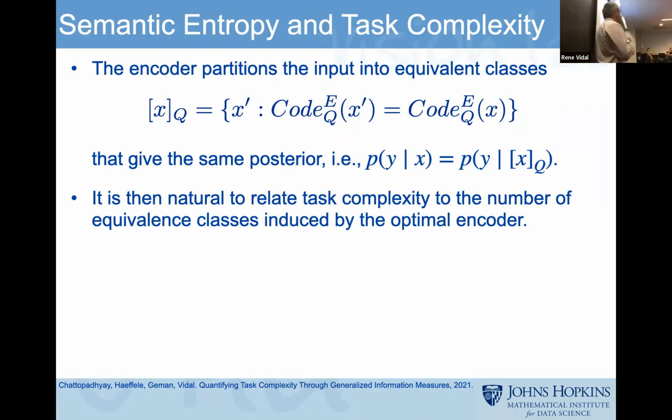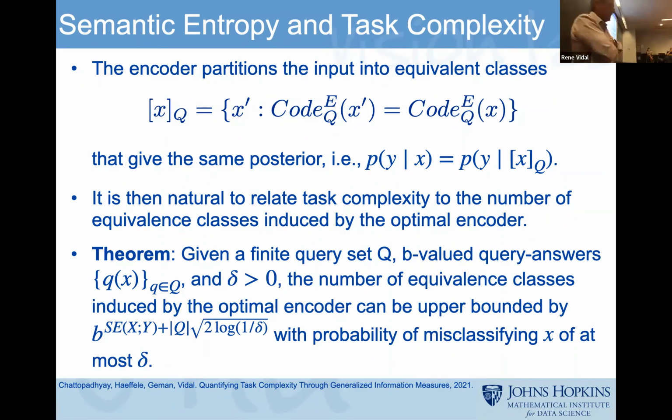And so we conjecture that this notion of semantic entropy could be related to task complexity, in the sense that the number of equivalence classes that the query set partitions the input data into could be related to task complexity. In fact, we have another little theorem there. If you have a finite query set, do the answers need to be binary valued? Here it is b-valued. The number of equivalence classes is on the order of b to the semantic entropy, and this is the typical quantity that appears in generalization bounds. So we don't know yet, but we conjecture that there could be ways of deriving generalization bounds for semantic tasks using semantic entropy as the measure of complexity.